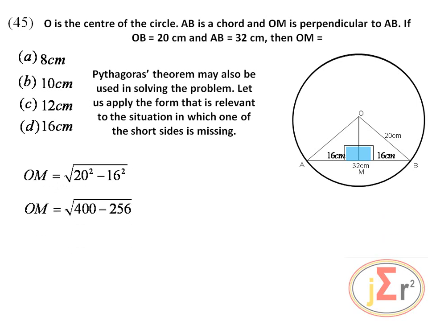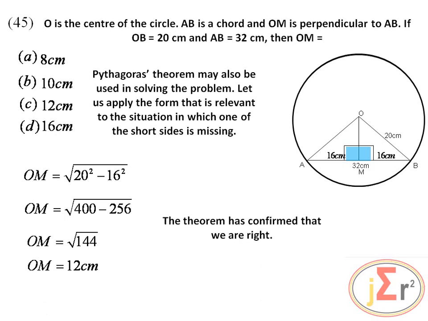And when we square, we get 400 and 256. So OM is equal to the square root of 144, which is what we get when we subtract 256 from 400. The square root of 144 is 12. So OM is actually 12 centimeters. The theorem has confirmed that we were right in the first place.